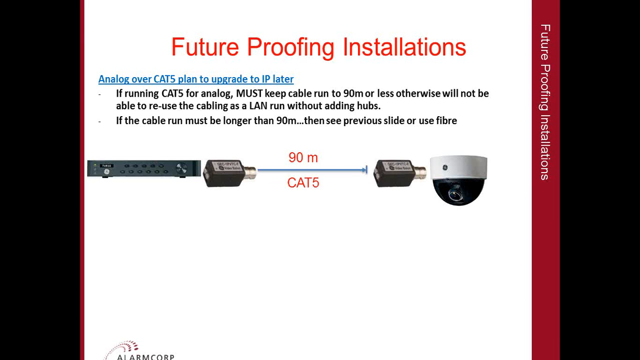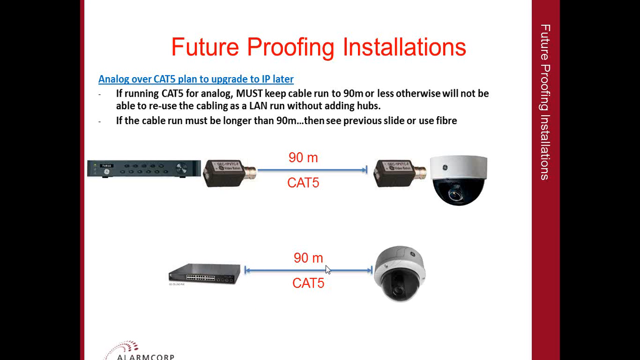Now let's say we want to then upgrade that at a later date. We still have the same Cat5 run, same length. We put in a network switch, so we simply terminate the cable with an RJ45. We put an IP camera in the field, and we add our NVR. And this shows you how easy it is to actually future-proof an installation, whether it's coax or Cat5 UTP, and migrate from analog to IP video at a later date.